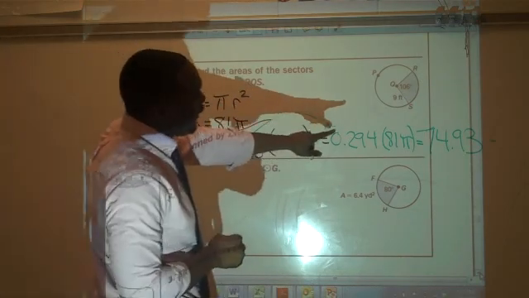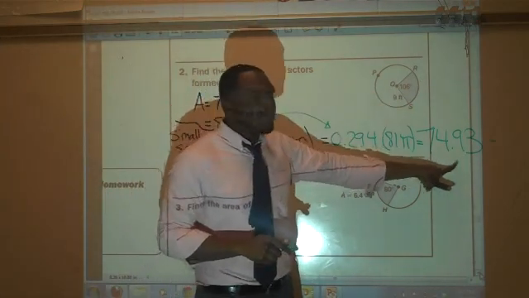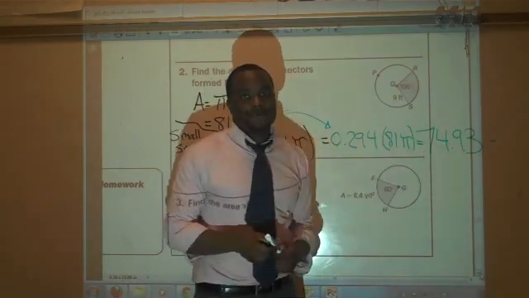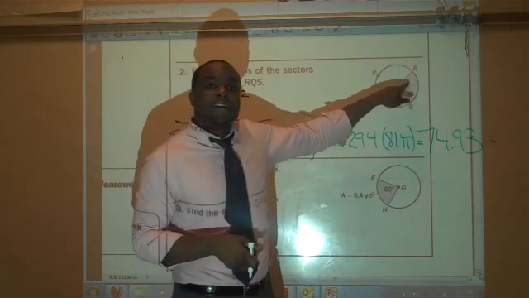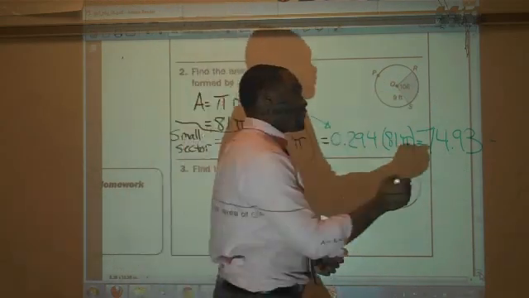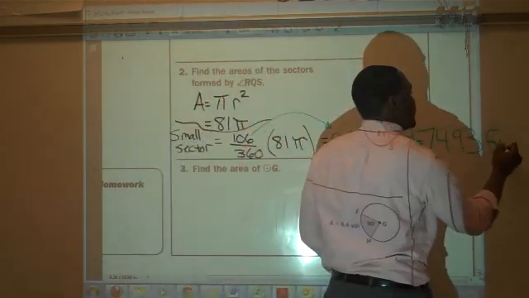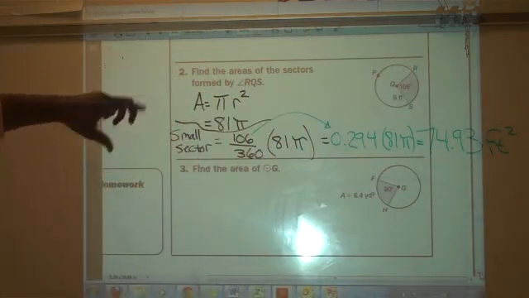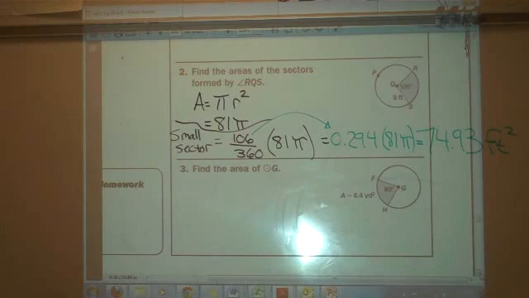They give me units here, feet. So is this going to be 74.93 feet or 74.93 square feet? Since I'm talking about area, this is going to be square feet. I put my feet, then I put a little square there. My final answer for the small sector is 74.93 feet squared.